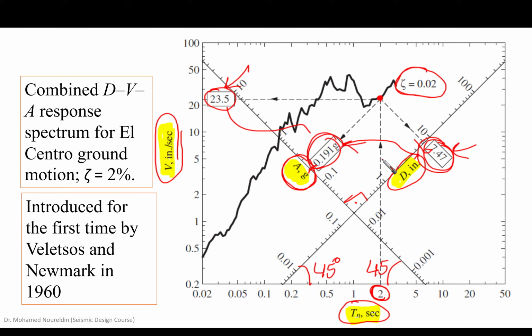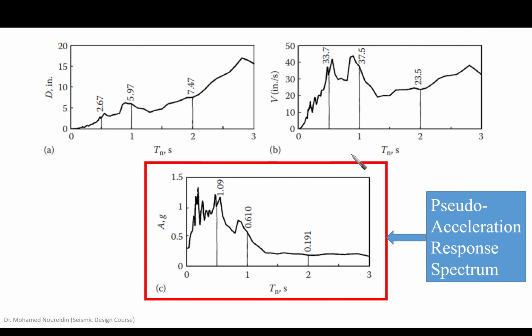Already we have explained, or calculated, them before, right? If you go back here, yes. At 2 seconds natural period, this is D, 7.47.